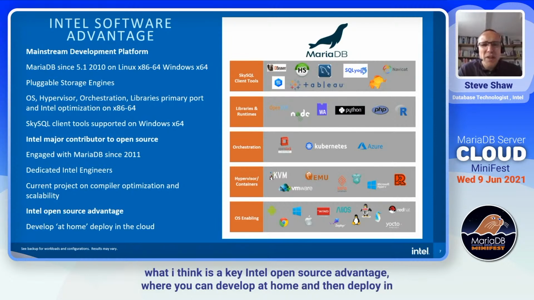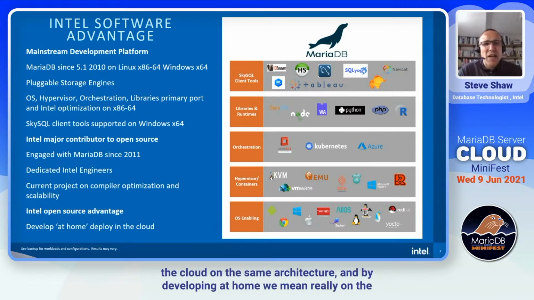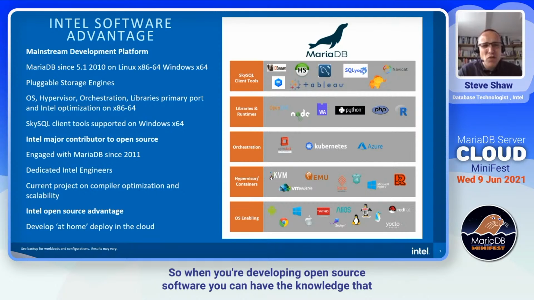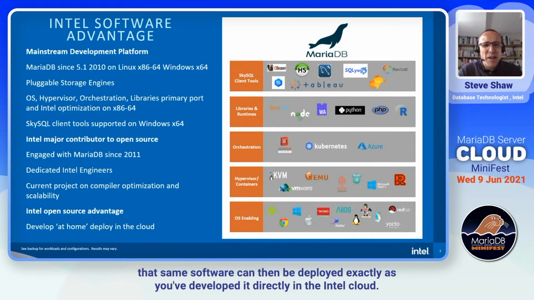Also, we have what I think is a key Intel open source advantage where you can develop at home and then deploy in the cloud on the same architecture. By developing at home, we mean really the on-premise environment, but with the pandemic, that also now means literally at home. So when you're developing open source software on, say, a Linux laptop or a Windows PC running VirtualBox, that same software can then be deployed exactly as you've developed it directly in the Intel cloud.